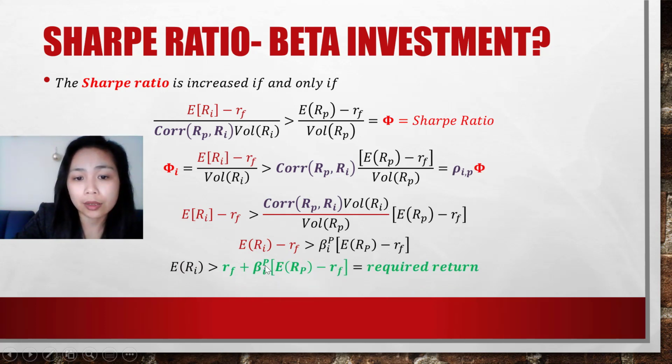And now I move RF to the right hand side by adding RF to both sides. I got the expected return of RI is equal to the required return. This is called the required return. And this is the thing that makes up the security market line, which is introduced in the next few slides. Usually if the expected return of investment I is exactly this required return, we have an efficient portfolio.